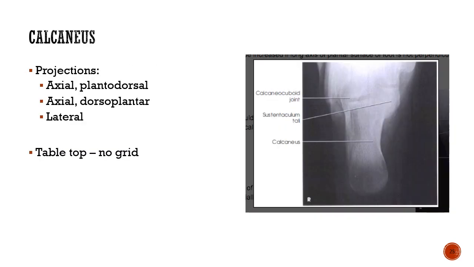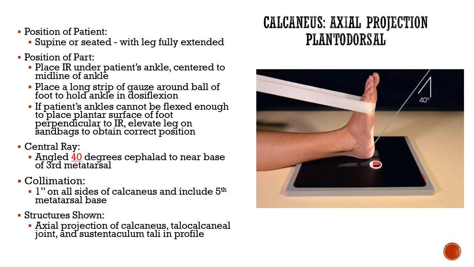On the calcaneus, we have three projections: the axial projection planto-dorsal, axial projection dorsal-plantar, and then the lateral projection. We're going to perform these projections tabletop with no grid. So the axial projection planto-dorsal is with the patient supine or seated and the leg is fully extended. We're going to have the image receptor under the patient's ankle and centered to the midline of the ankle.